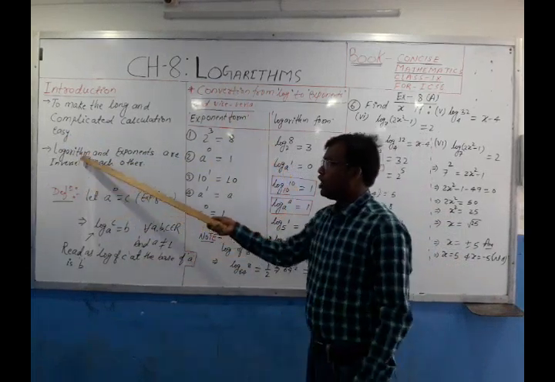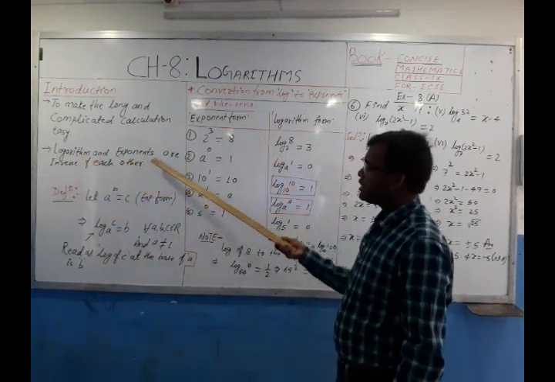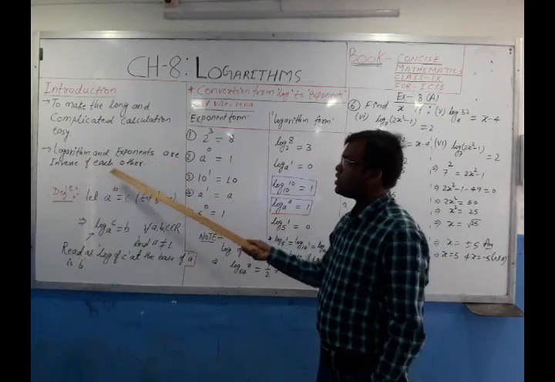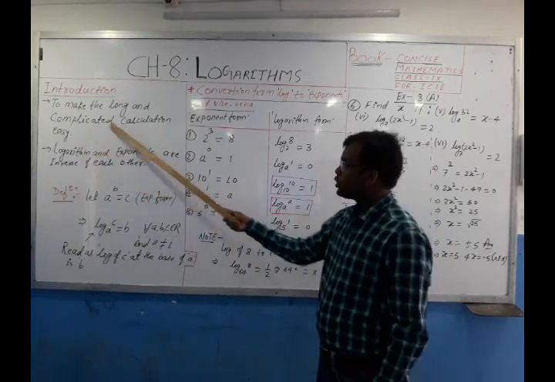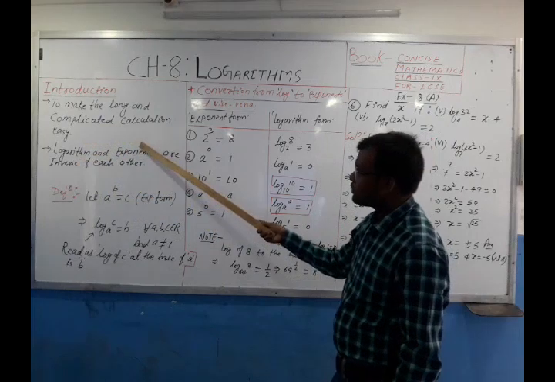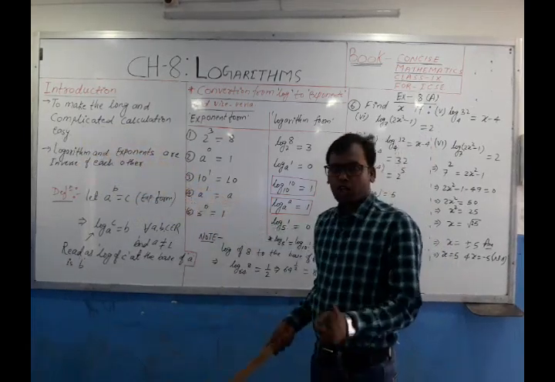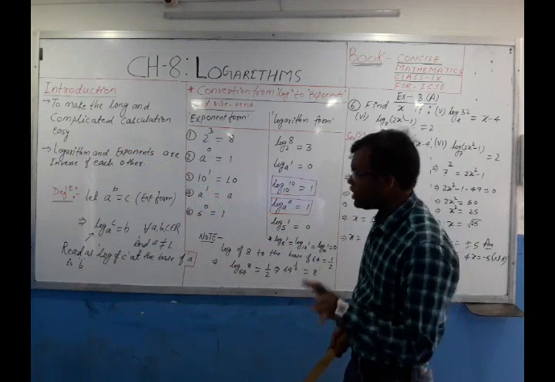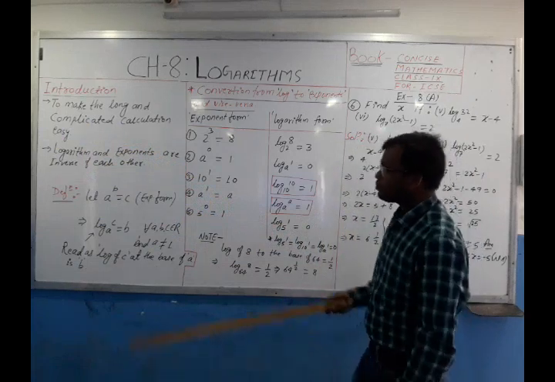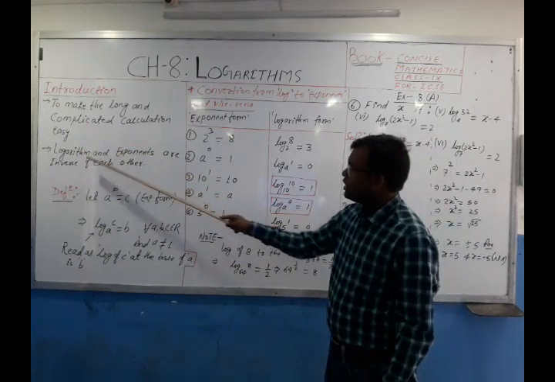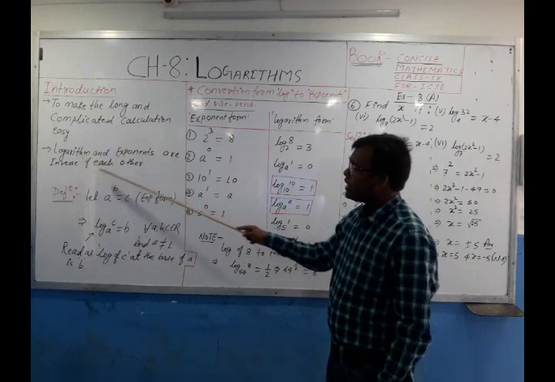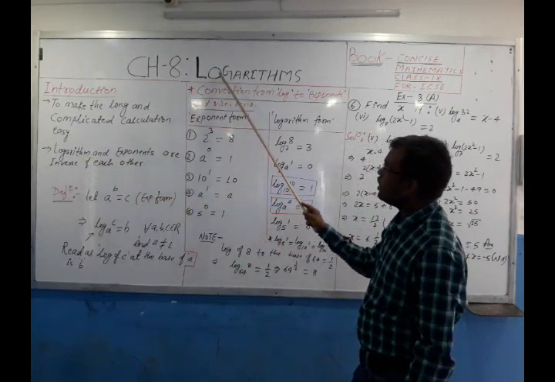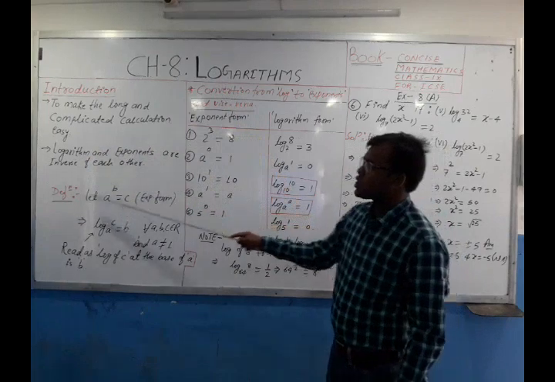And the next one: logarithms and exponents are inverses of each other. That means log totally depends on exponents, and exponents totally depend on logarithms. Both are inverse to each other. Now see how point number 2 explains the definition of the logarithm.